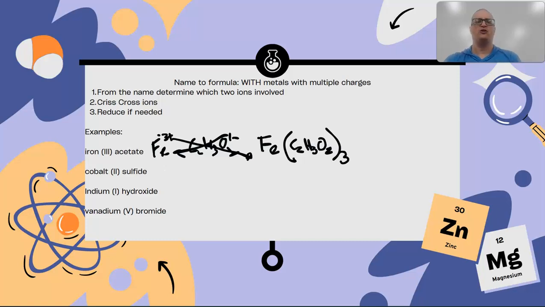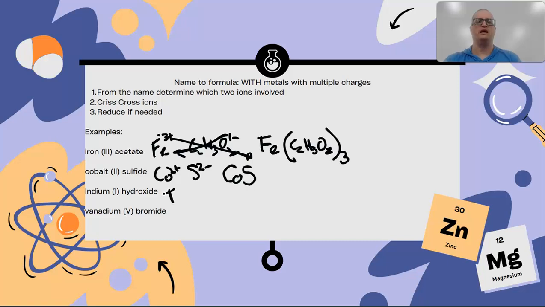Over here we've got cobalt 2 sulfide, so cobalt 2, that's what that's telling us. Sulfide is sulfur with its 2-. When you have the same number, you're going to have one of each. So Co and S, because these always have 0 charge, so they need to be equal and opposite.